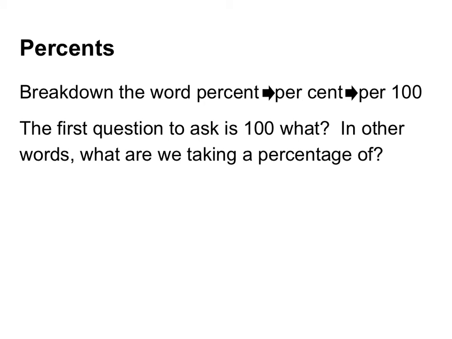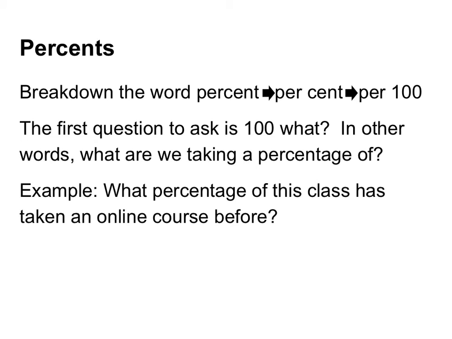So the first question that we have to ask, just like with fractions, just like with the ratios and the rates, is 100 what? In other words, what are we taking a percentage of? So just like with fractions, what are you taking a fraction of? What are we taking a percentage of? That number is our per 100 number. So for example, what percentage of this class has taken an online class before? We need to read this question very carefully to figure out what we are taking a percentage of.